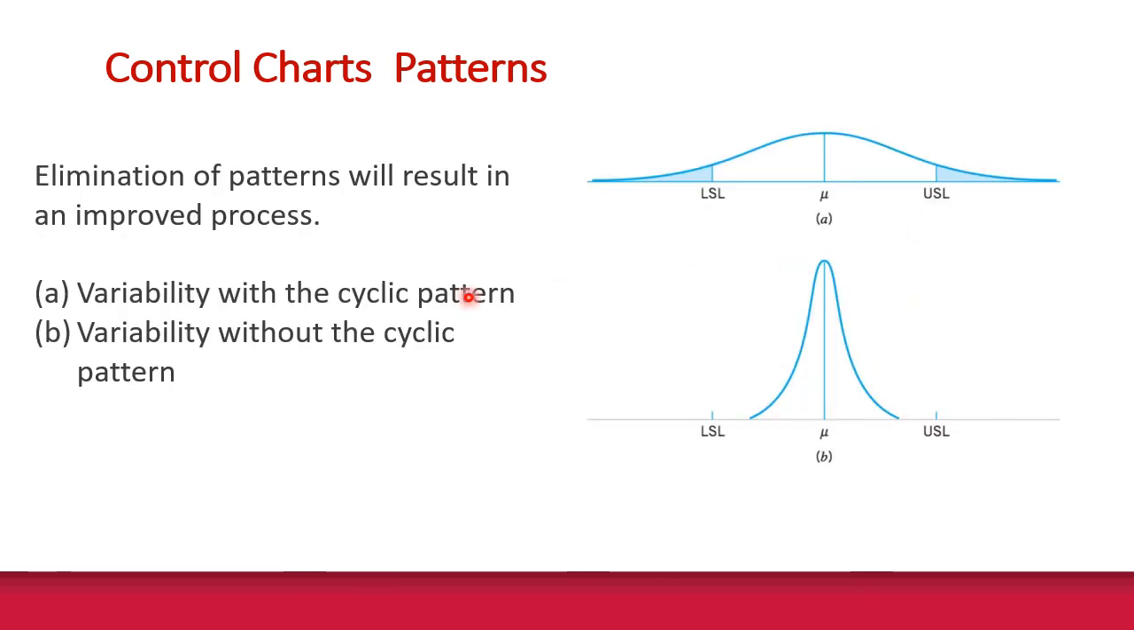So, elimination of these patterns, these cyclical patterns, or these runs, will result in an improved process. It reduces the variability within the cyclic pattern, and so it makes the variance much tighter.